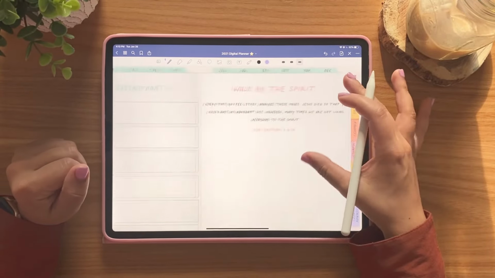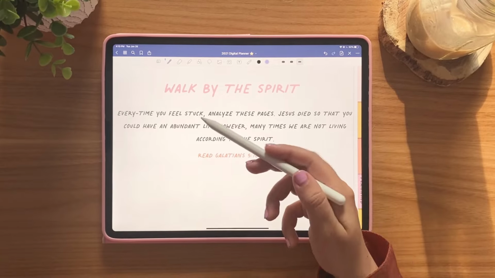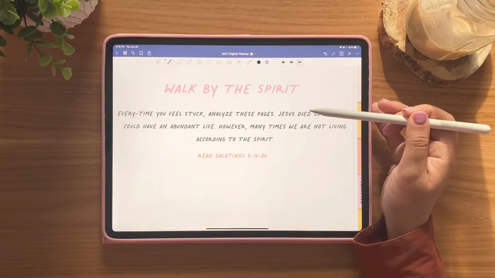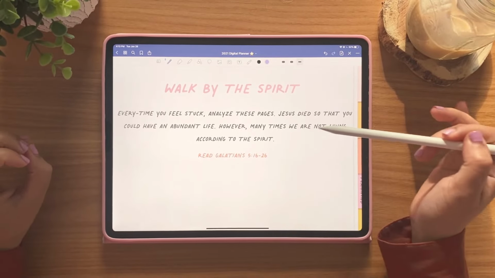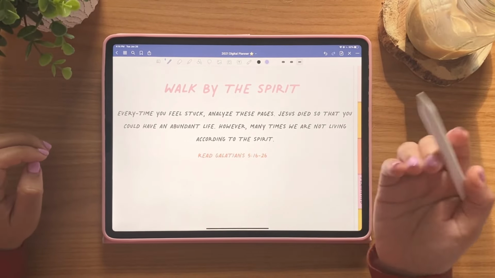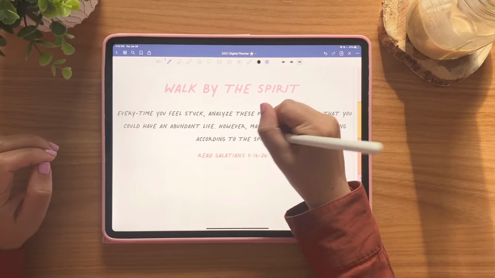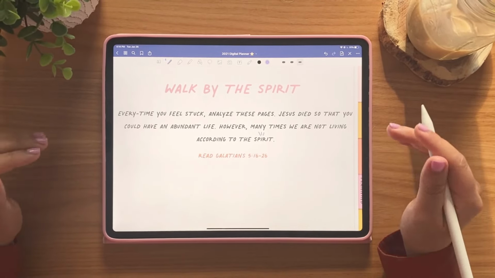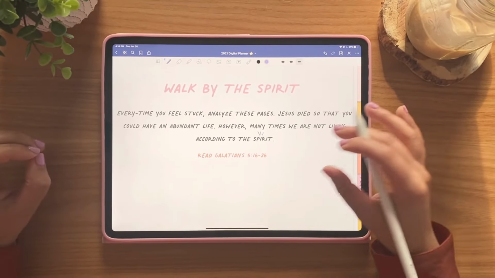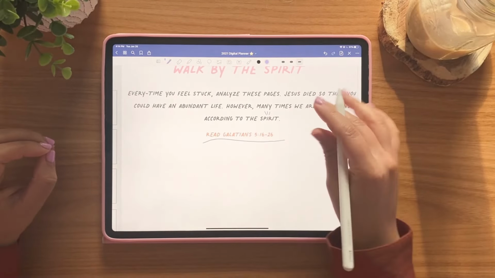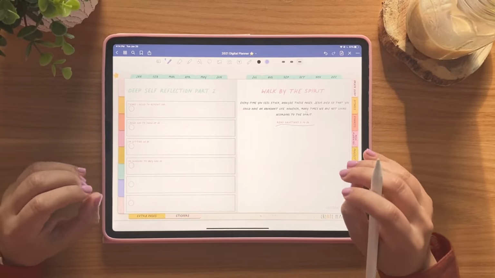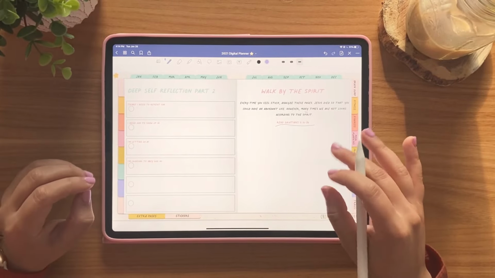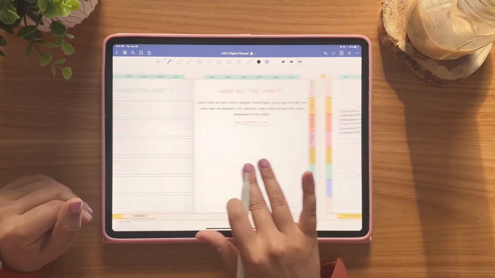Then I left this space here for you. It says, every time you feel stuck, analyze these pages. Jesus died so that you could have an abundant life. However, many times we are not living according to the Spirit. So I'm assuming you're a believer if you bought this faith digital planner. The goal is to walk in the Spirit. I encourage you to read this and then take down notes. Maybe make this a prayer part where you get to speak to God about things that are in your heart. So that is a deep self-reflection page.